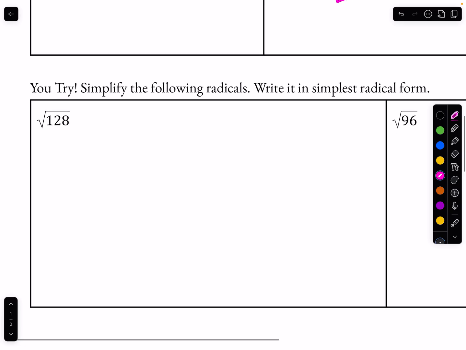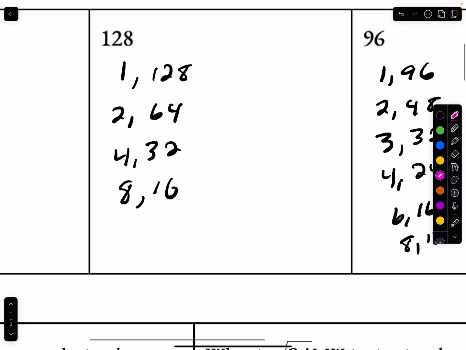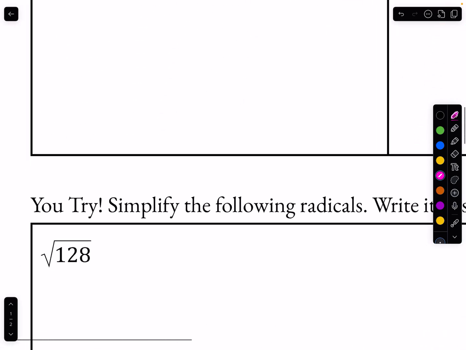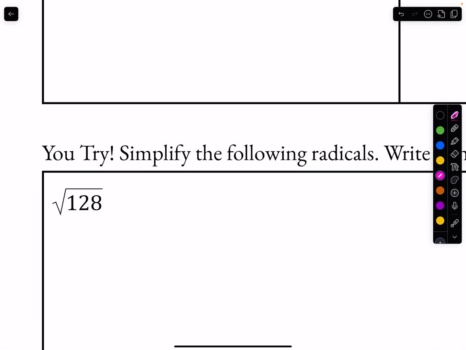Now let's check out 128. What are all the factor pairs of 128? We looked up here: 64 is a perfect square, 4 is a perfect square, and 16 is also a perfect square. There are 3 numbers that we could use. The idea is you want to use the largest perfect square. So I would write the square root of 64 times the square root of 2, because I know the square root of 64 is 8, giving 8 radical 2.